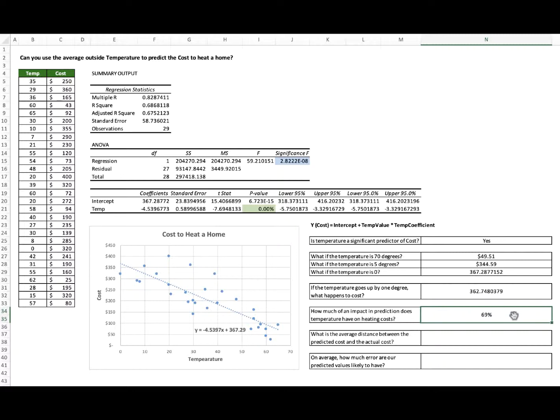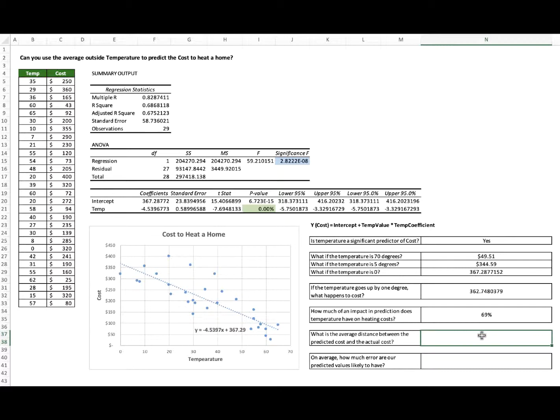Now, that means there are other things that can help explain the rest of it, and that's where multiple linear regression comes in. But in this case, we're just talking about temperature. So that's the impact that temperature has on cost.